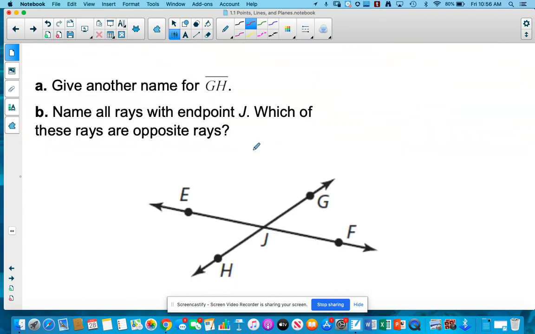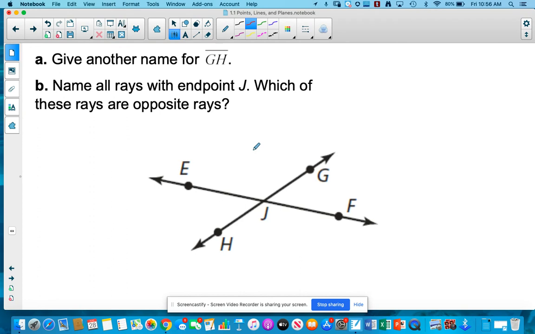Now let's look at examples. It says give another name for line segment GH. Another name for line segment GH would be line segment HG. Notice I don't have the arrows at the end. Then it says name all the rays with endpoint J, and which of these rays are opposite rays? So we're looking for opposites.